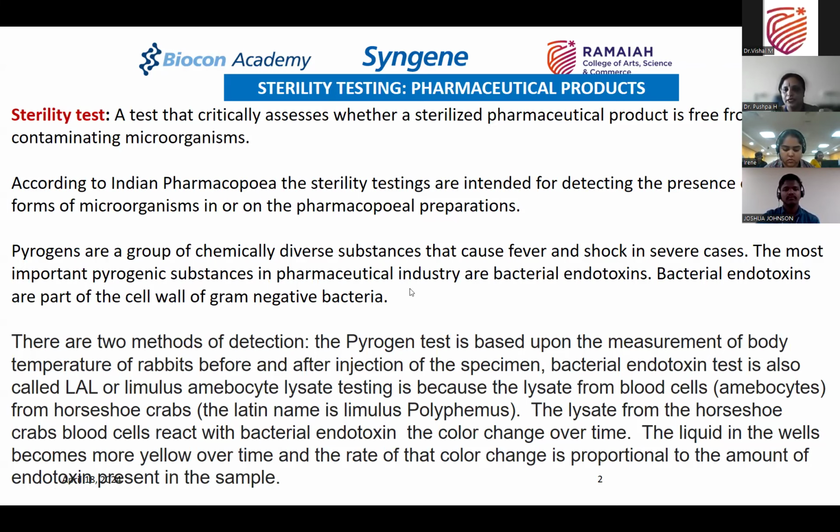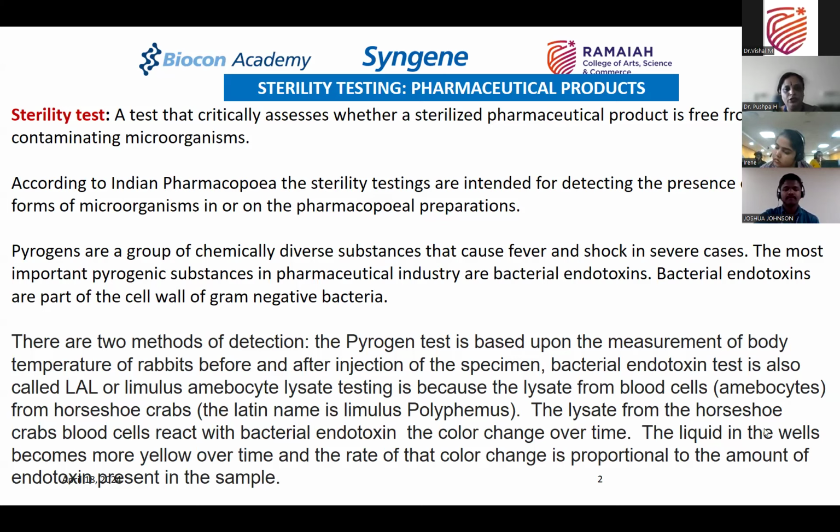Yes, can anybody tell? Joshua Johnson? Sterilization is a process of eliminating the disease-causing organism. It need not be a disease-causing organism. Any of the microorganisms. It is the process of eliminating the microorganisms in the given sample. That is called sterilization.